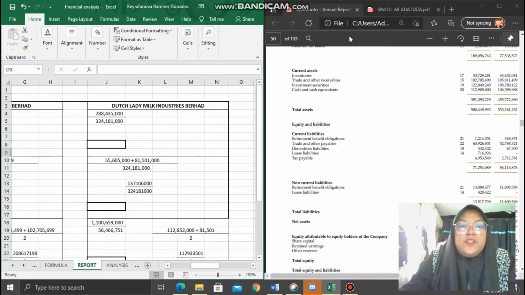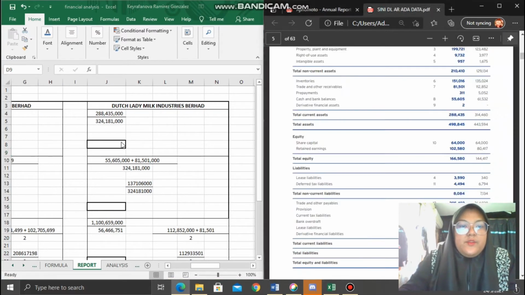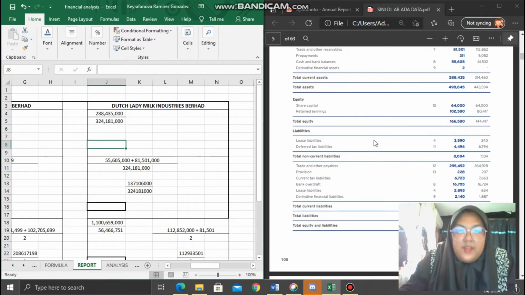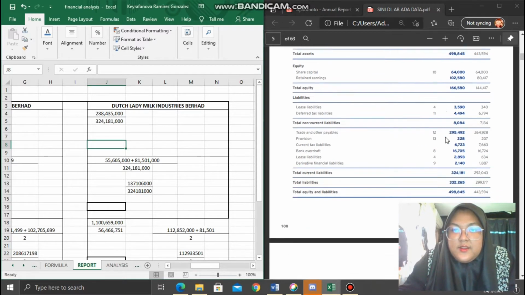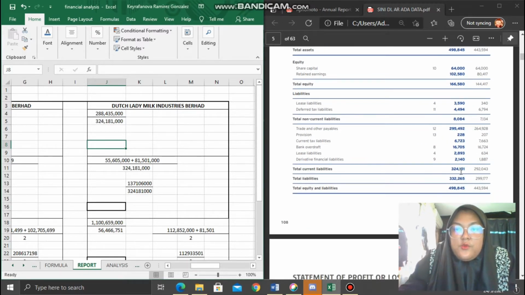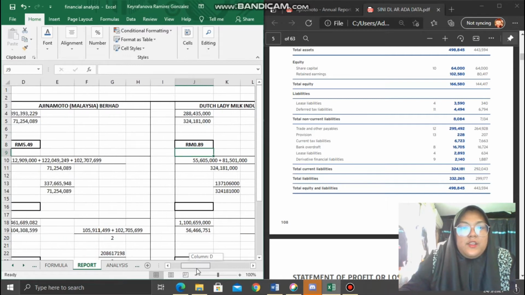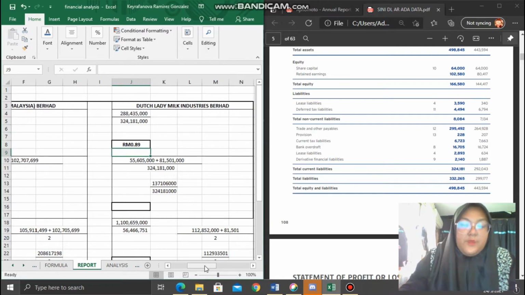And for Dutch Lady Milk Industry Berhad as well, the current asset is 288,535,000 and the current liability is 324,181,000. Just like before, we divide current asset by current liability, and we get the answer for Dutch Lady Milk Industry Berhad's current ratio.